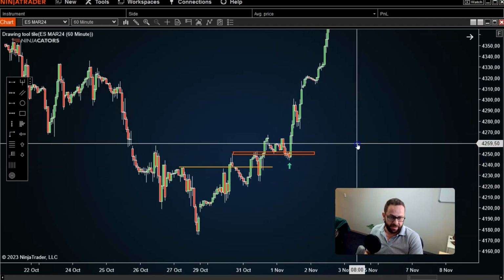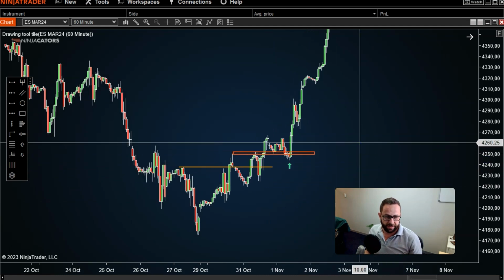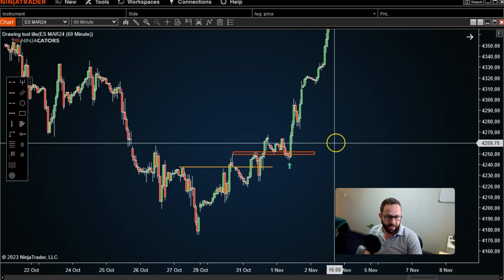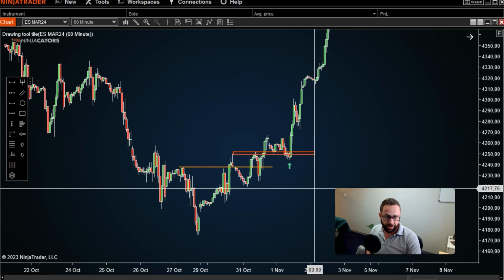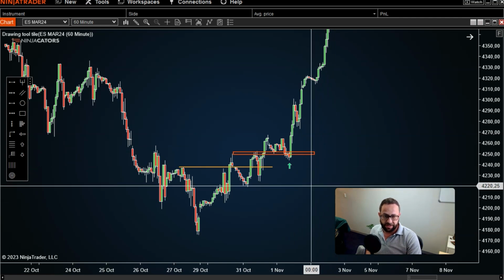Now, rather than just going long, traders will then incorporate different indicators, for example, maybe volume, or look at reversal candlestick patterns to further gain confidence that an actual reversal has occurred from that area over there. This is obviously just an example.